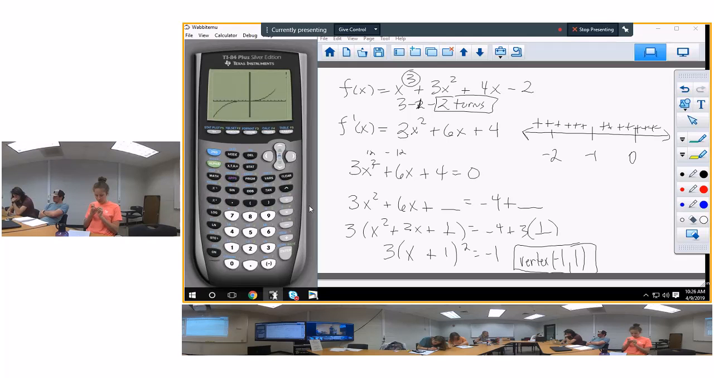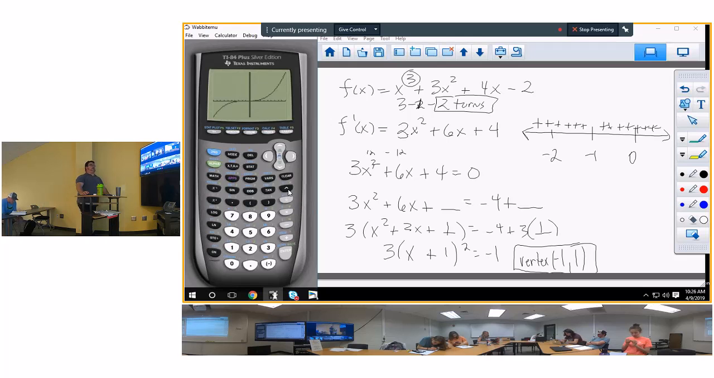So let's look and find the vertex. The vertex is going to be right in here, so I'm going to do second, calculate, and it's going to be a vertex because it's not a min or a max. So I'm just going to put, no, not intersect, I'll just do minimum. And I'm going to put a value right in there, and a value right in there.